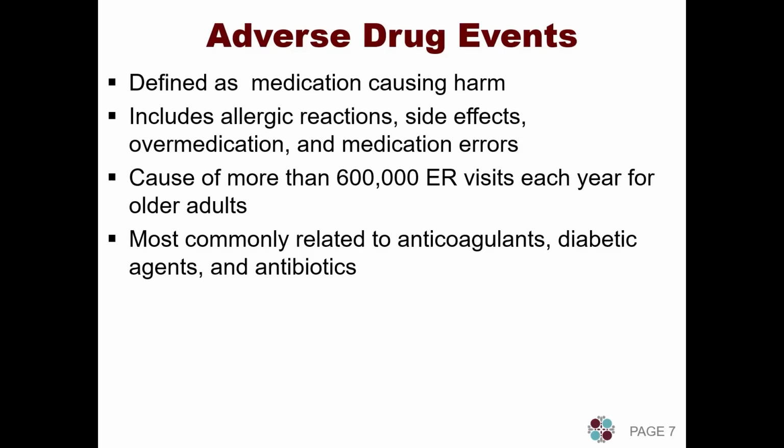Adverse drug events are also the cause of more than 600,000 emergency room visits each year for older adults. And adverse drug events are most commonly related to the use of anticoagulants like blood thinners, diabetic agents like insulin, and antibiotics. So some more things that can go wrong happen when a person has difficulty seeing or reading the prescription label. The font can be very small.